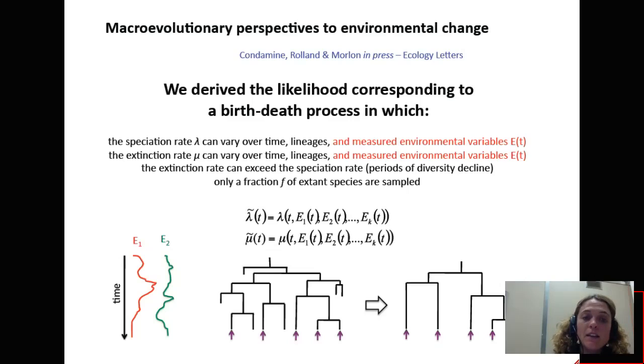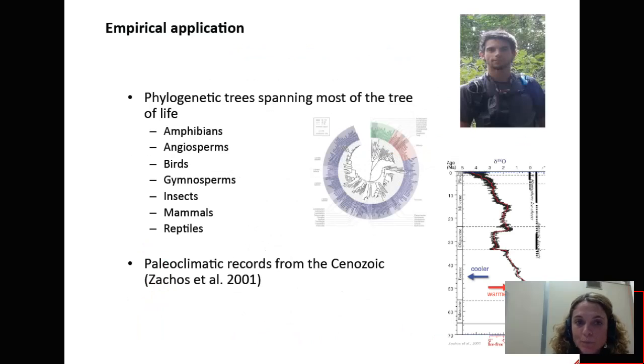in this process, and so we keep all of the possibilities that we had in the previous expression that I showed before, with extinction rate that can exceed speciation rate. We can sample only a fraction of the extant species, and we can derive, pretty straightforwardly from the expression that is given in the earlier PNAS paper, a likelihood expression for this process where we're going to have rates of diversification that can depend on a measured environmental variable.